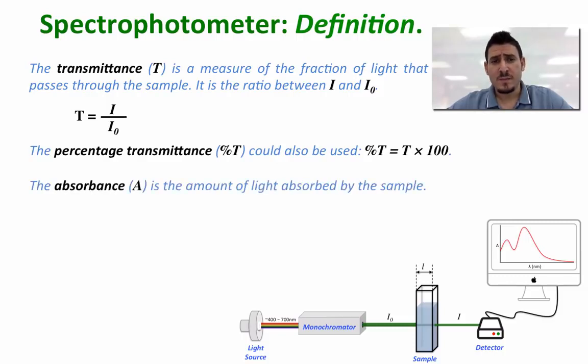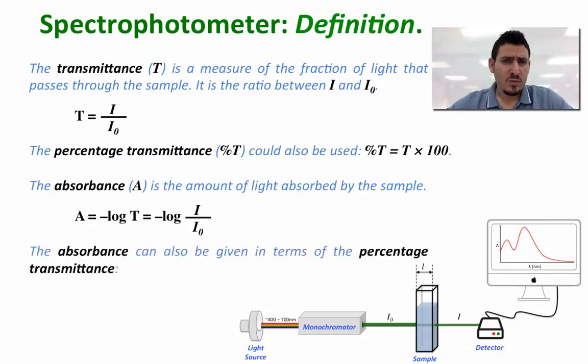The absorbance A is the amount of light absorbed by the sample. Now A is given by minus log base 10 of T, which means it's equal to minus log of I divided by I0. The absorbance can also be given in terms of the percentage transmittance. A equals 2 minus log %T. Now we can obtain this expression by working out the expression A equals minus log of T, and T equals %T divided by 100.